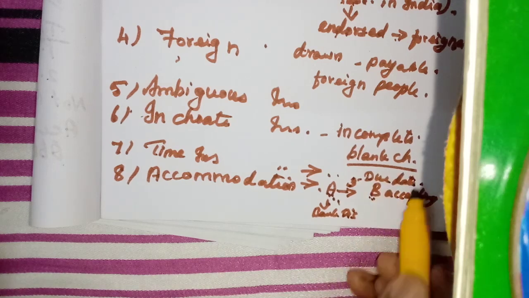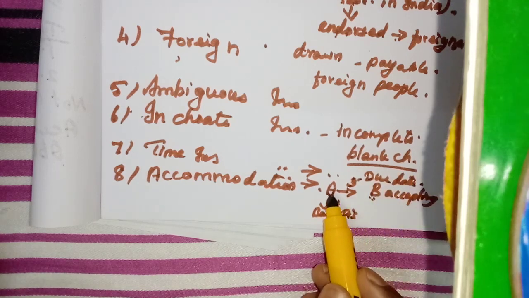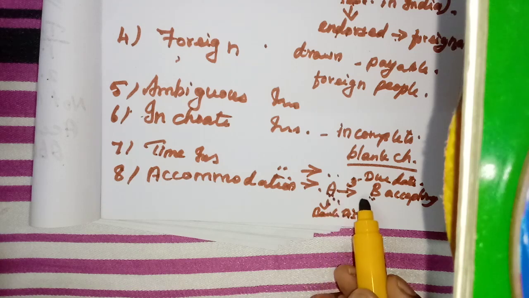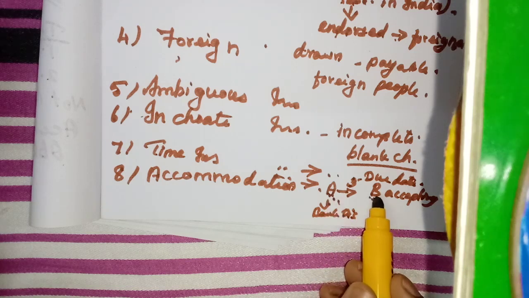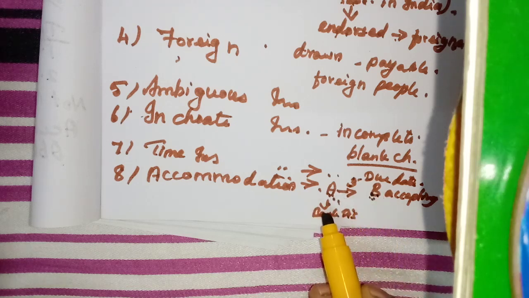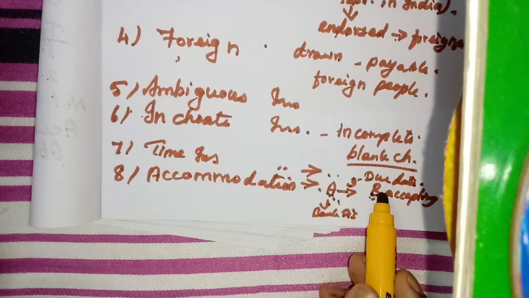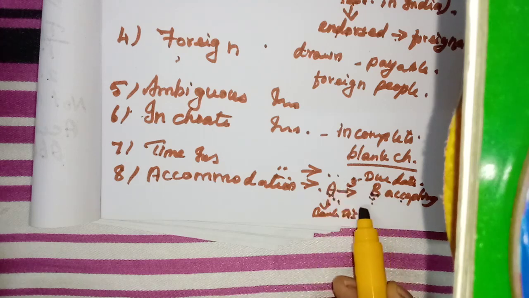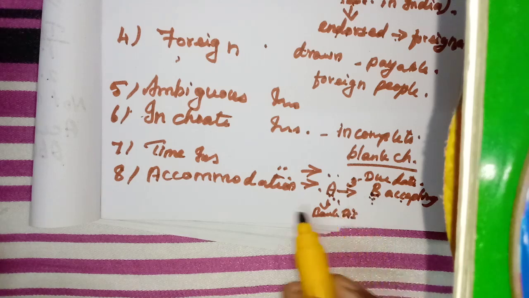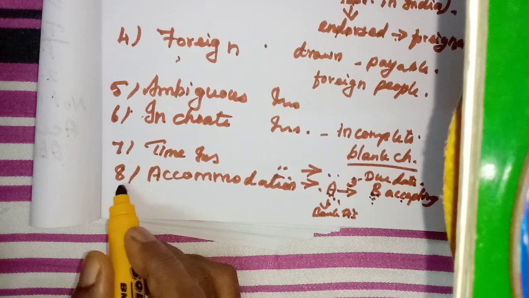Before the due date, what will A do? A will deposit the money in the account of B, so that day that check will be collected. B doesn't need to worry about anything. A himself deposits the money in the account of B. That is called an accommodation bill.